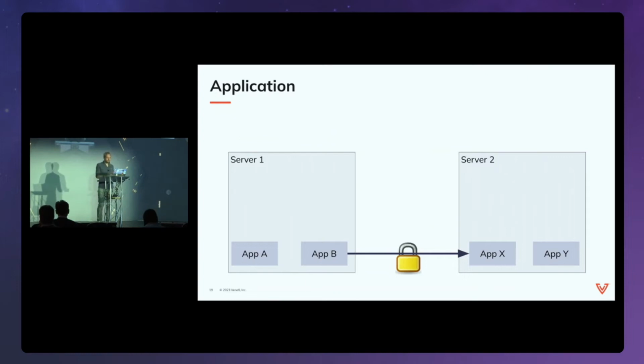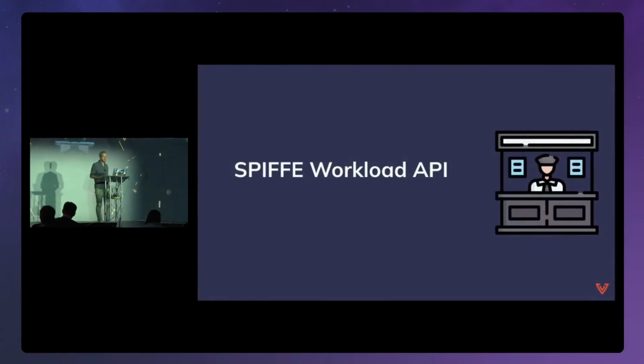Application X knows that the connection is coming from application B based on its identity, and it can also be verified through the CA chain. We are still missing some big things though, and one is how can my applications get their SPIFFE SVIDs from a central system, and how can the identities be issued in a trustworthy way? And this is where the Workload API comes in.